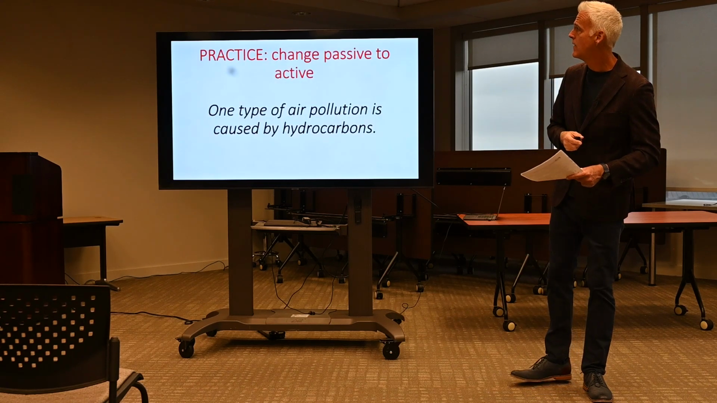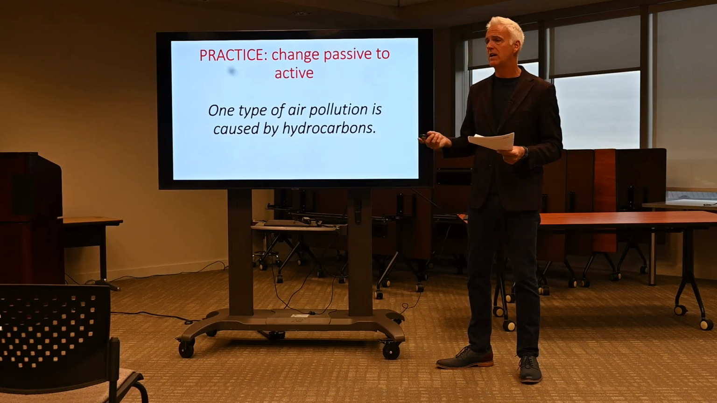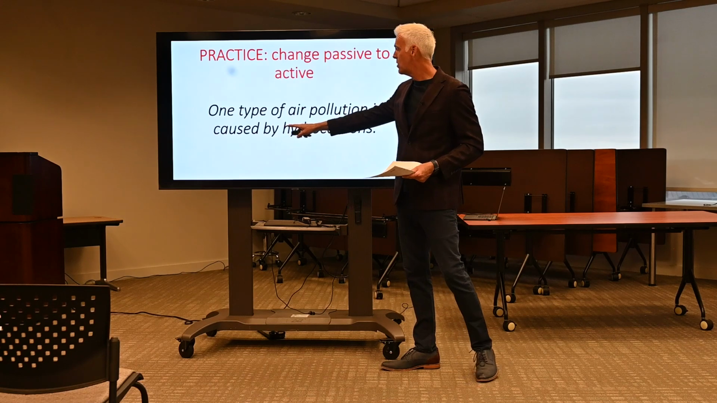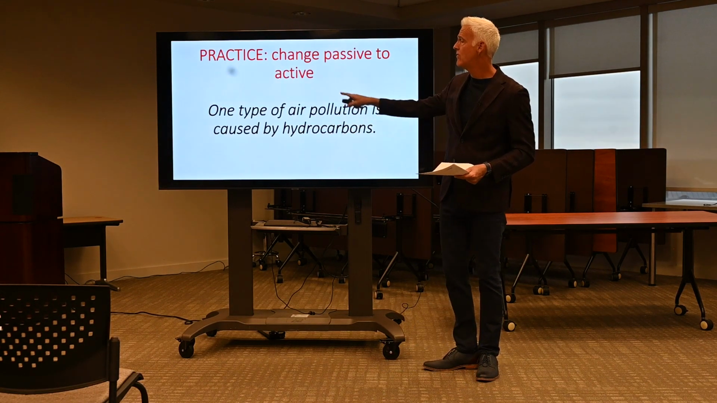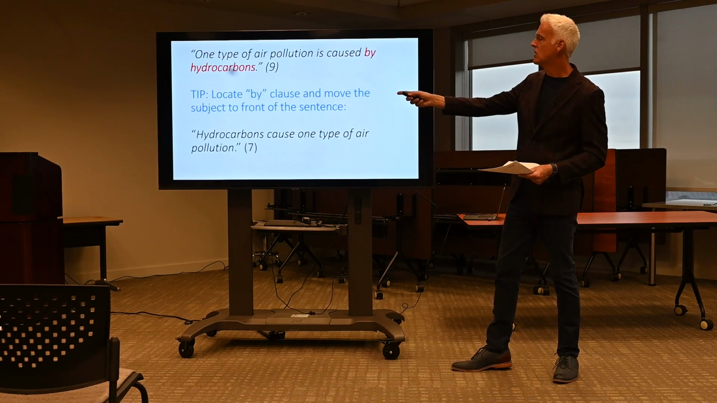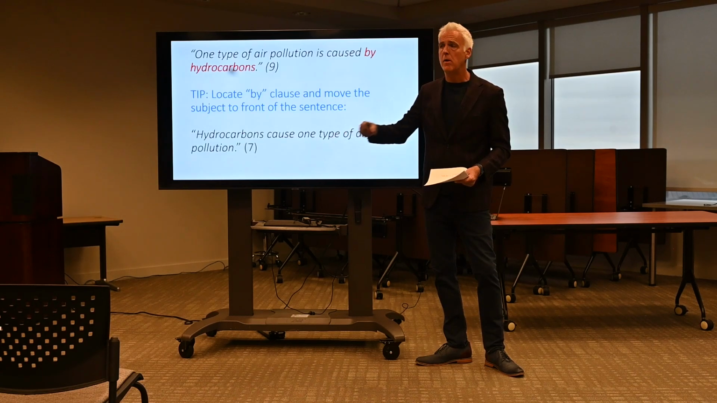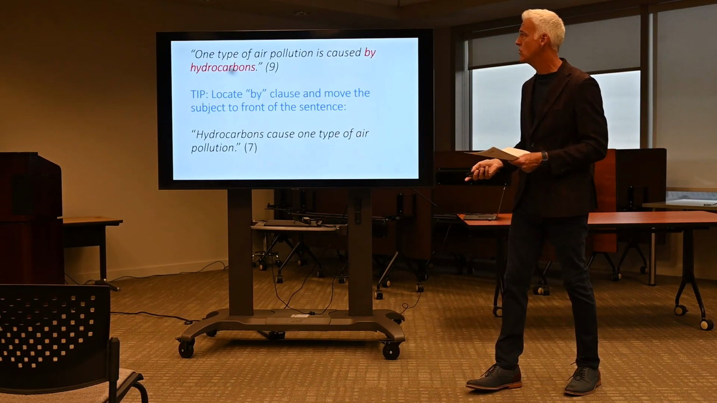Let me give you an example. One type of air pollution is caused by hydrocarbons. What I say is to look for the word "by." Once you know where the word "by" is, what's the next thing? That's the subject of the sentence. So what do we do? We flip the sentence around. Hydrocarbons cause one type of air pollution. It's only a 2-word reduction. But remember, 2 plus 5 plus 3 plus 1 adds up. Pennies add up to dollars over the course of the document.